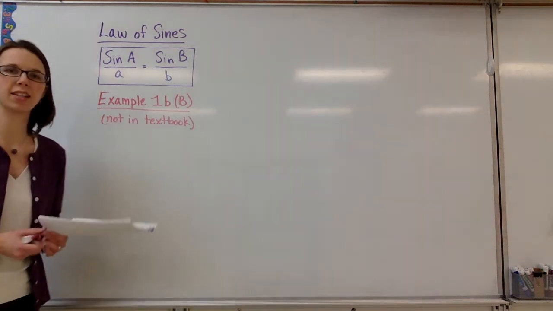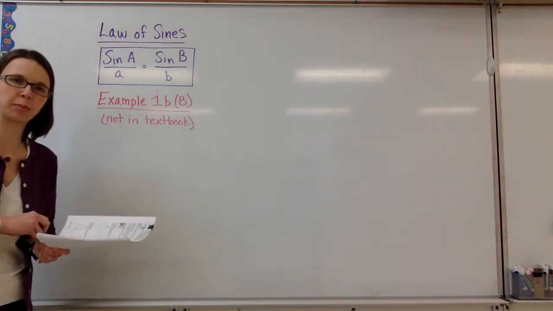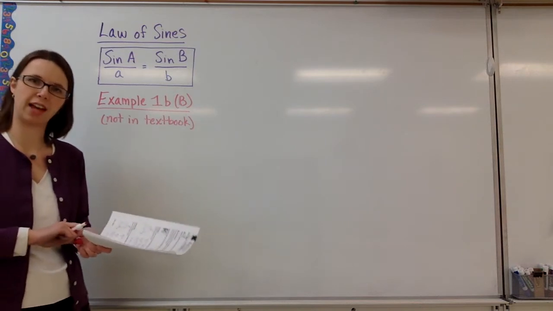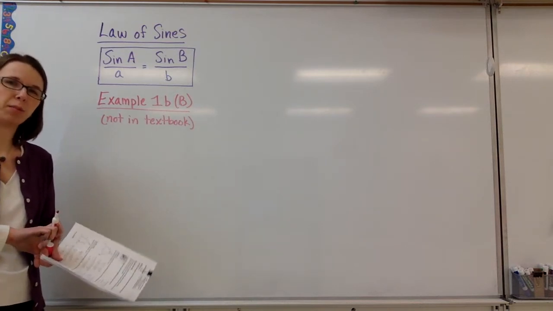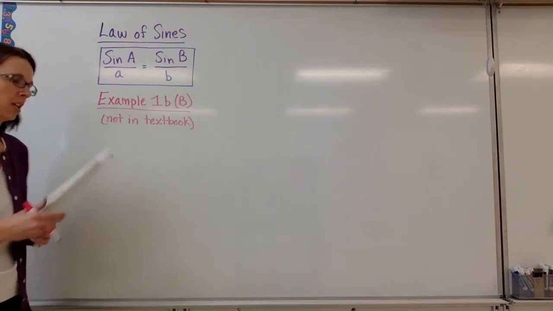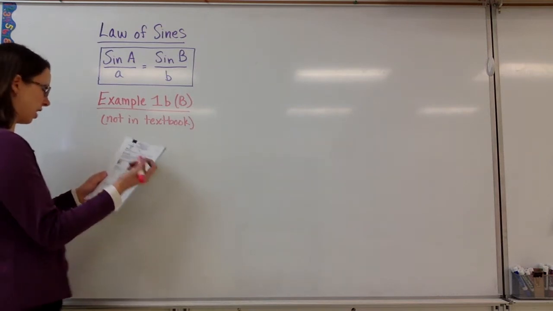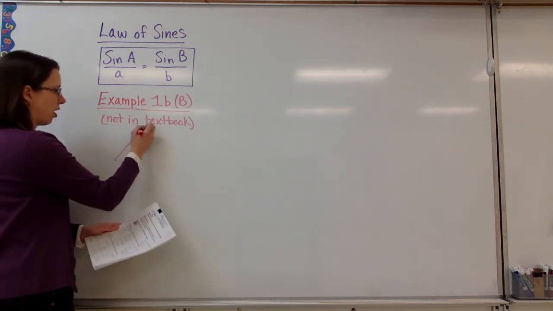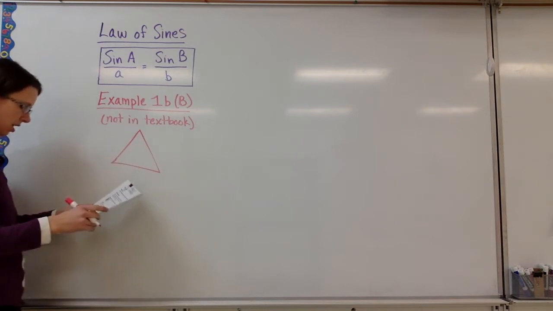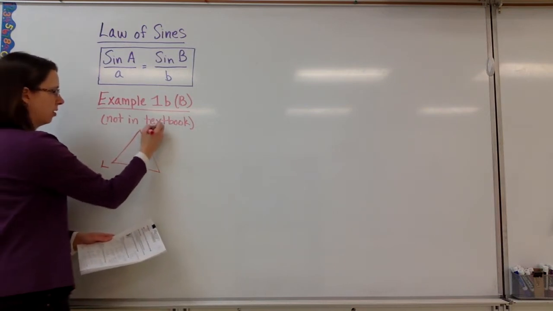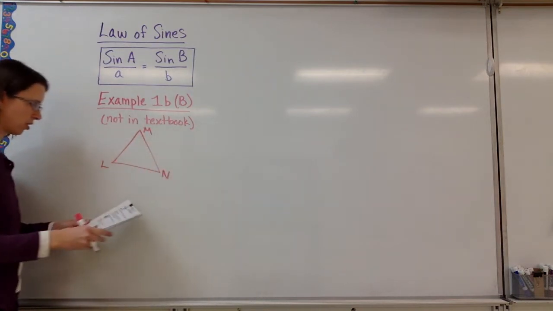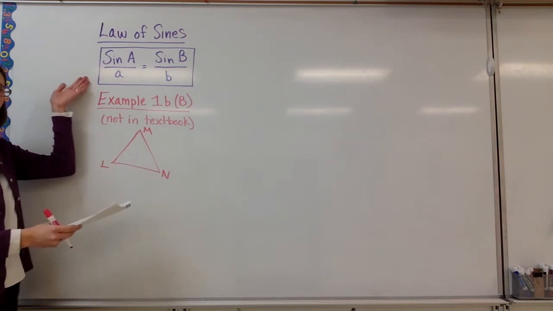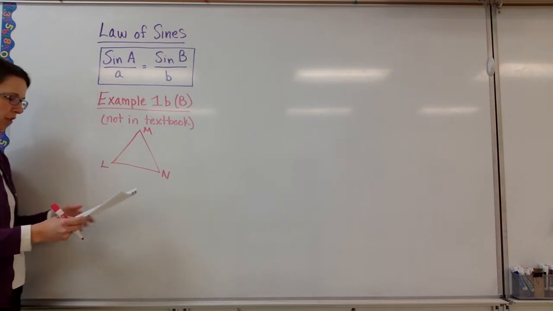All right, our next example is not in your textbook, but it's similar to the one that we just saw in the last video. It's example 1b, I'm going to call it parentheses b, because it's like 1b, but it's not in your textbook. And we're going to start by drawing our triangle. This time it's triangle LMN. And so we're going to need to modify the letters in our law of sines formula for sure.